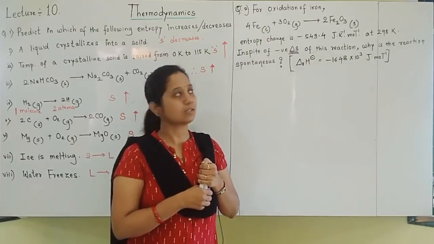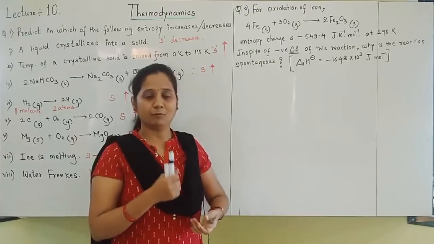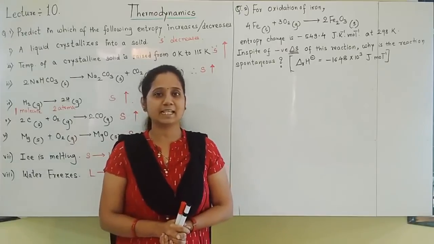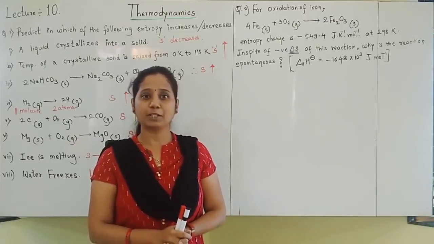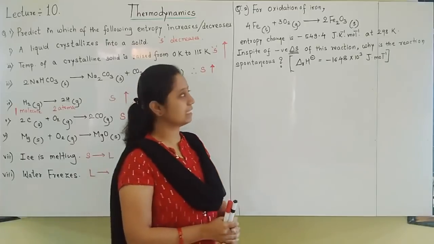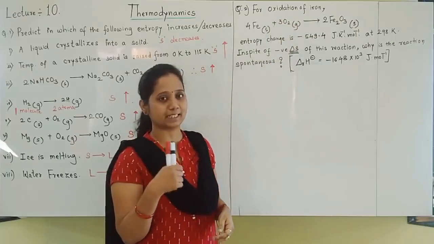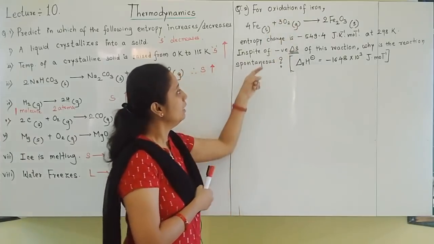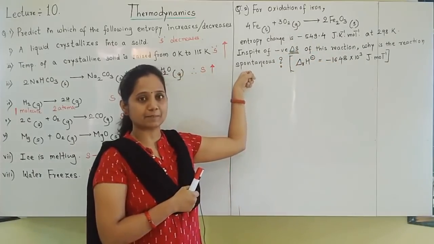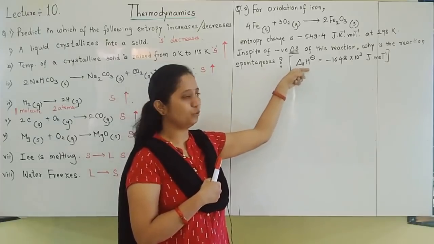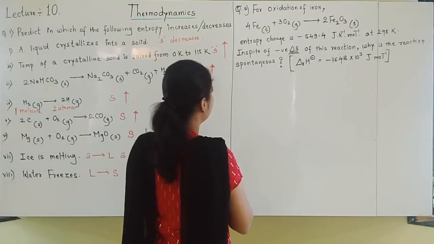Why does iron undergo oxidation spontaneously on its own? Just now we have seen the relationship between delta S and spontaneity, and we have seen that delta S must be positive for spontaneous reactions. But here delta S is negative and still the reaction is spontaneous. So the question is, in spite of the negative value of delta S, why is the reaction spontaneous? To solve this problem, they have given you the delta H value also. Now let us see how this problem is solved.